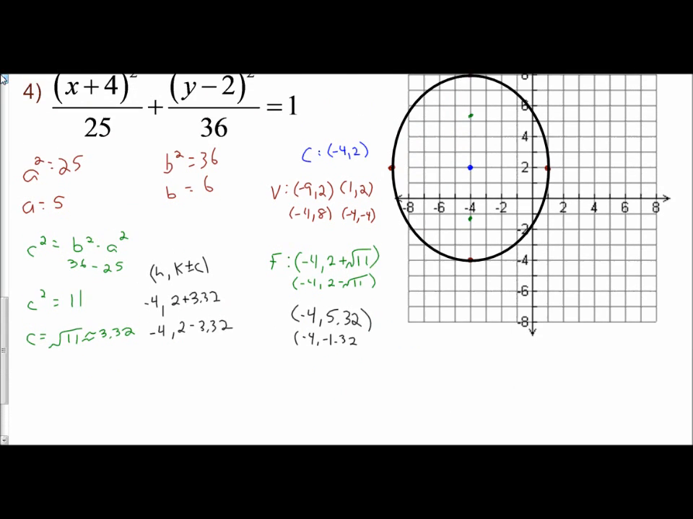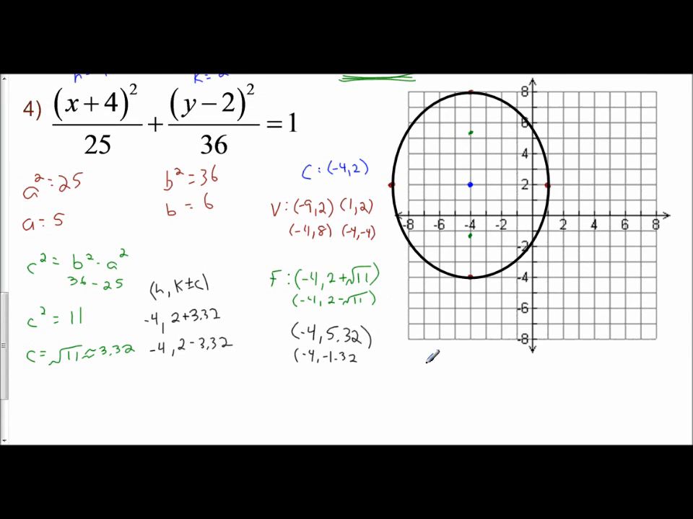Our major axis here, we went up and down. Our vertical was our major, so we went up and down 6 units, so twice 6 is 12. So I do 2 times 6. For our minor, we went left and right 5, so I do 2 times 5, which is 10. So the length of the major axis is 12, the length of the minor axis is 10.